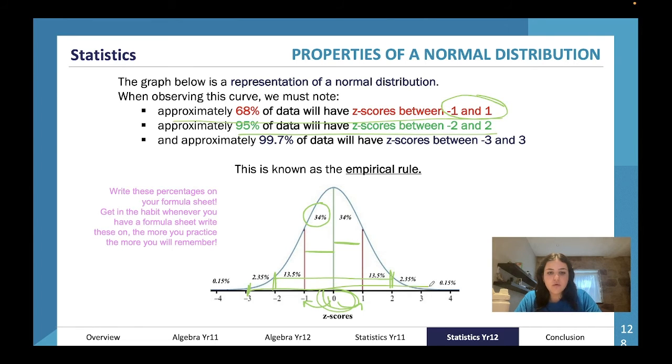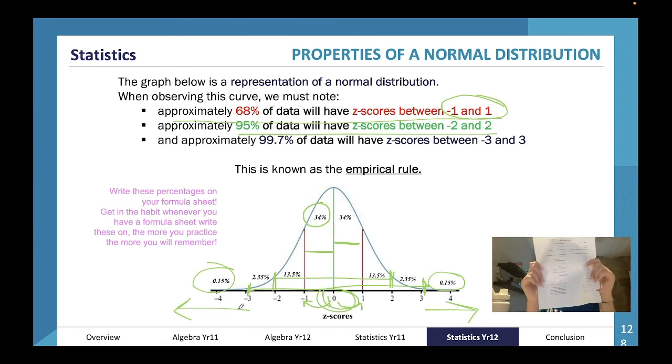99.7% of data will be between -3 and 3. Only an extra 0.15% is either side of +3 or -3. Now, on your formula sheet, you get the graph of Z-scores, and it says approximately 68% of scores have Z-scores between -1 and 1. Approximately 95% of scores have Z-scores between -2 and 2. Approximately 99.7% of scores have Z-scores between -3 and 3.